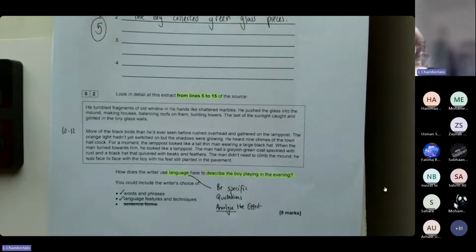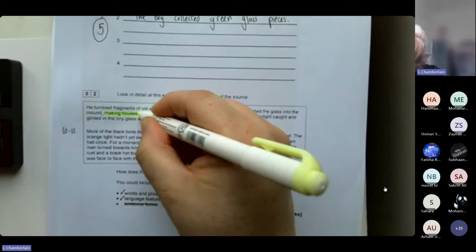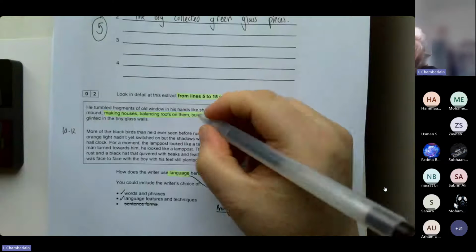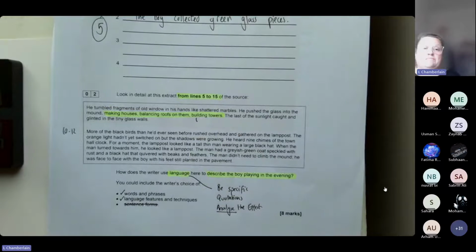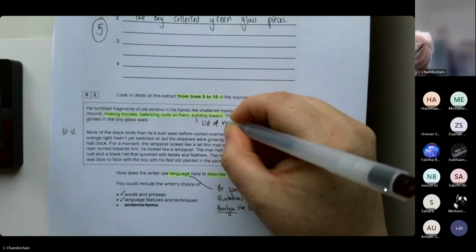So let's look at the extract. He tumbled fragments of old window in his hands like shattered marbles. He pushed the glass into the ground, making houses, balancing roofs on them, building towers. Now, it tells me here that I'm being asked how language is being used to describe the boy playing in the evening. And the first thing I notice here is the use of verbs, making houses, balancing roofs, building towers. Okay. And one thing that we can do here to make sure we maximize our success is we can look for patterns. So here we've got a list of verbs.